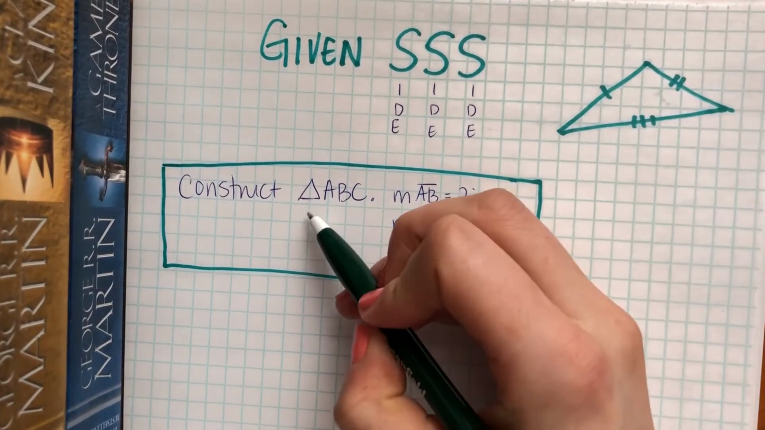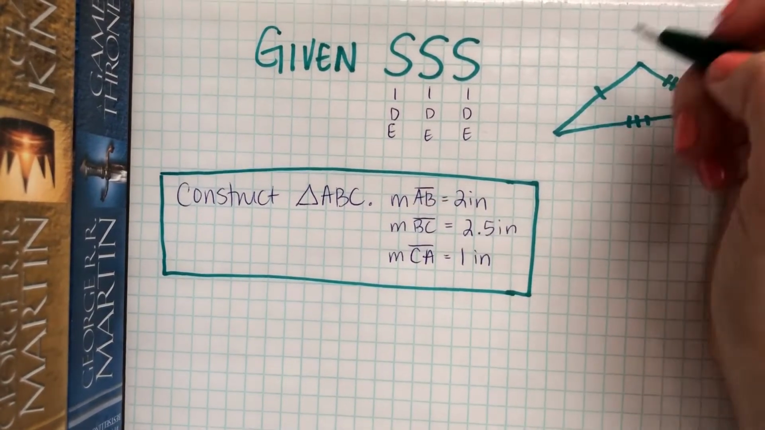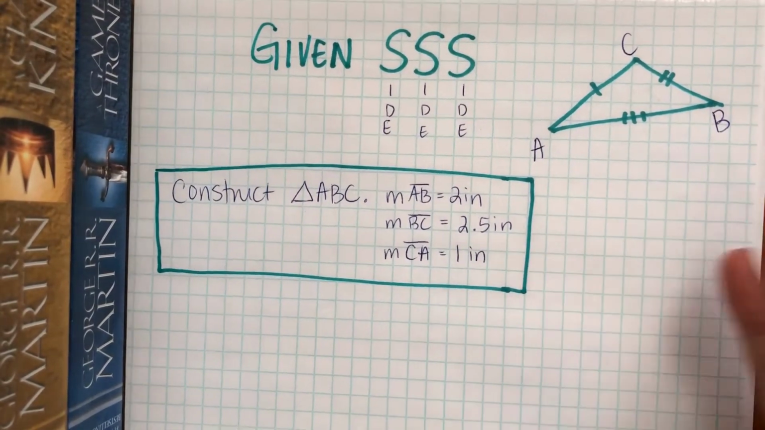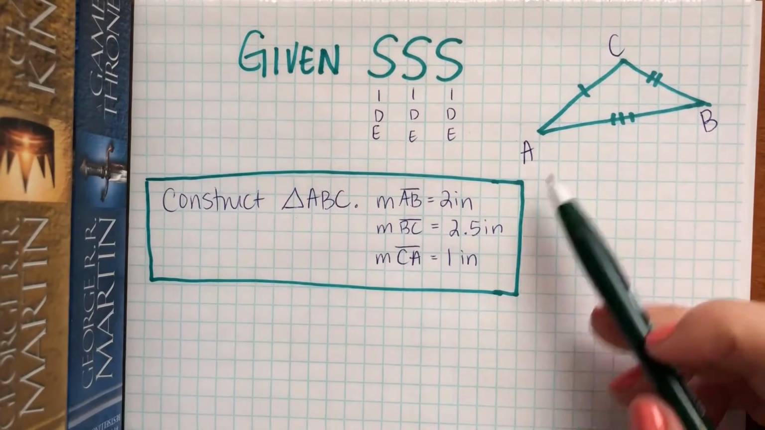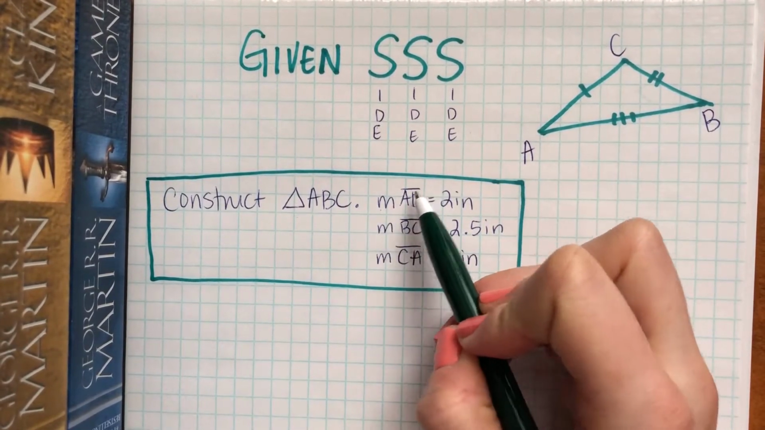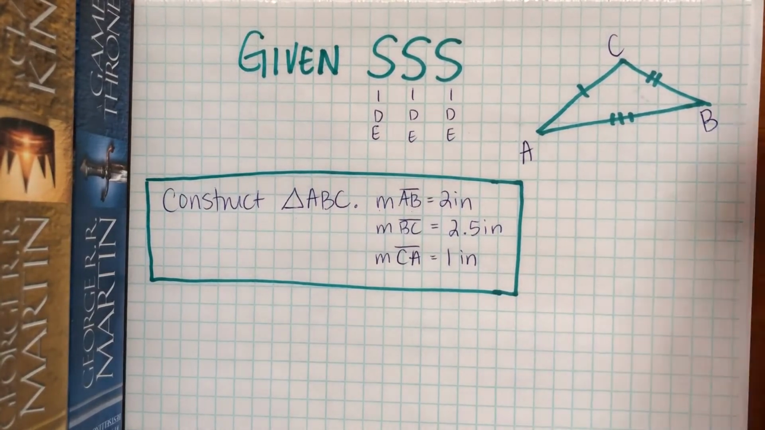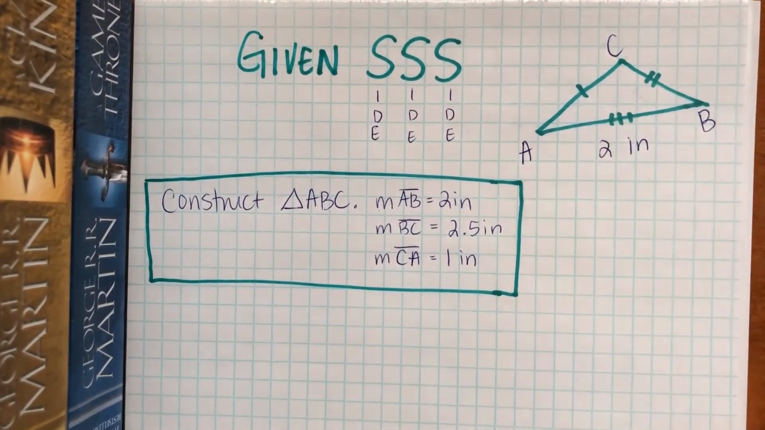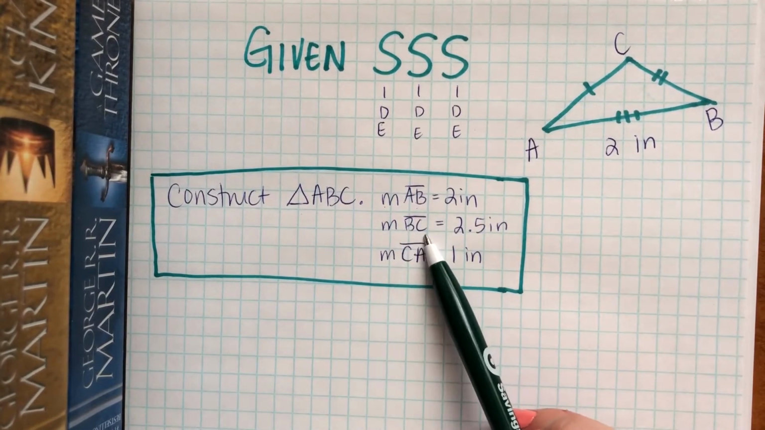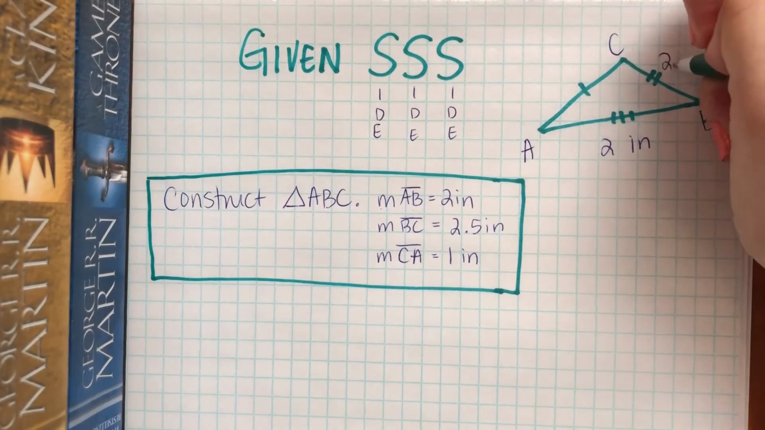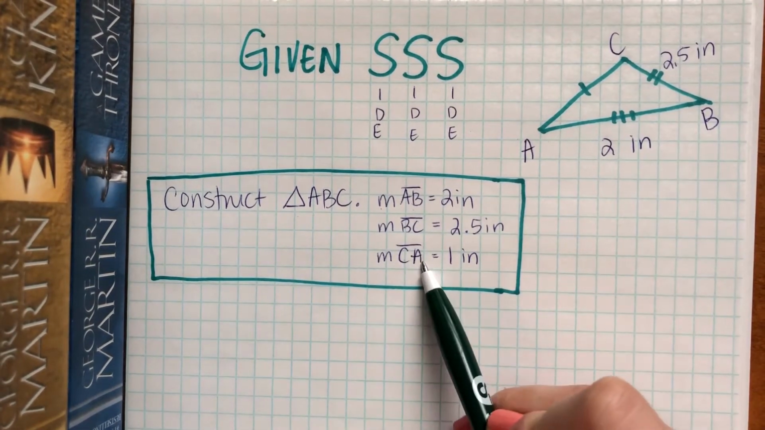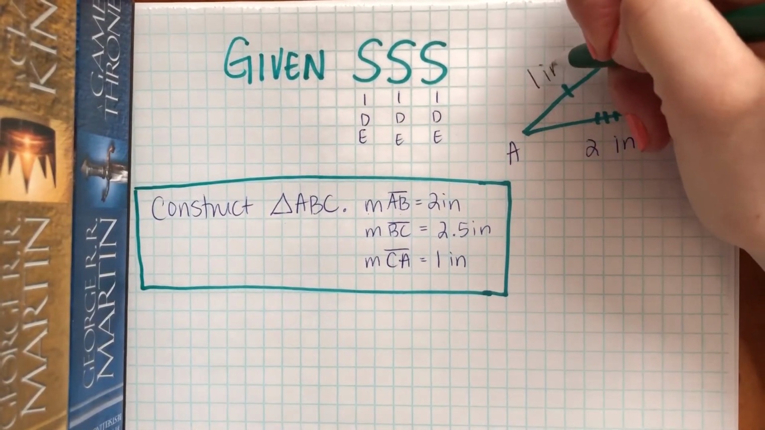So that's how we are shown a triangle. They literally draw a triangle. So we're going to do A, B, C. And it doesn't matter right now how we label this triangle, but the measure of side length AB is 2 inches. So I'm going to need to do 2 inches. And the measure of side length BC is 2.5 inches. And the measure of side length CA is 1 inch.